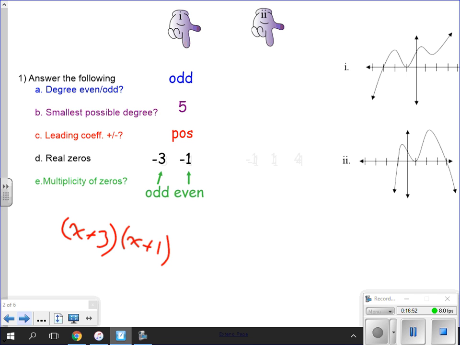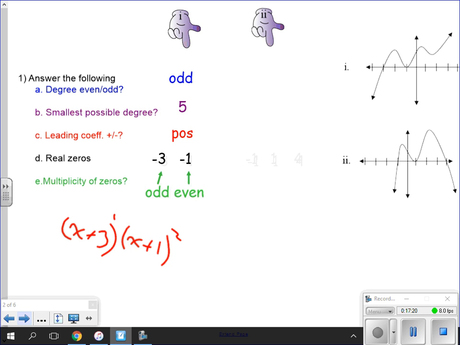So my multiplicity for the negative 3 is odd because it passes through. If it passes through, it has to be an odd power. If it only touches, it has to be an even power. So my guess is this would be the first power and this would be the second power, because I've got some other factors going on there that would involve i. That'd be my guess. I don't know for sure.